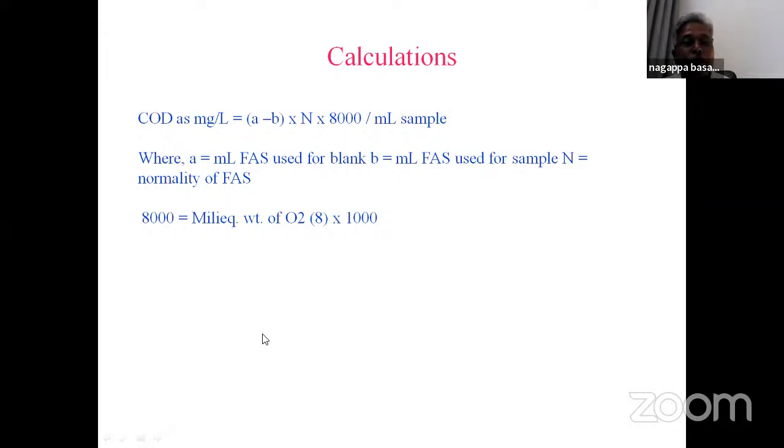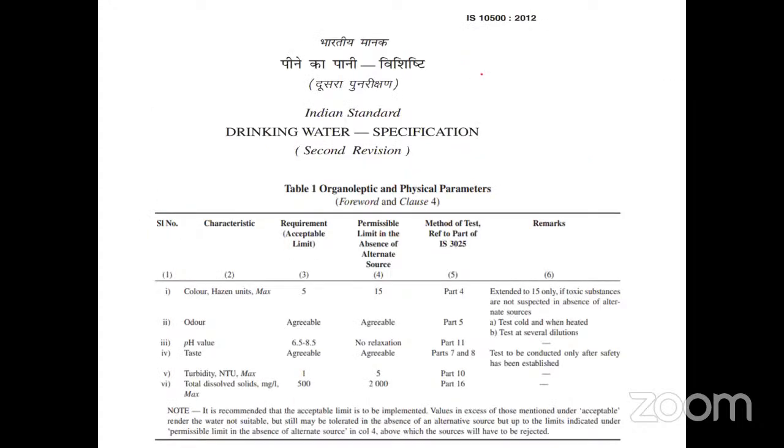COD in milligram per liter is equal to (A minus B) into normality of the ferrous ammonium sulfate into 8 into 1000 per ml of sample taken, where 8 is the equivalent weight of oxygen. This is the equation we have to use to quantify the COD.